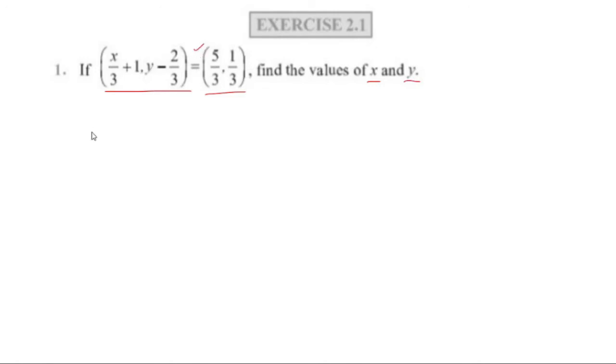We have studied that if in two ordered pairs the corresponding elements are equal, then only the two ordered pairs are equal. So the first element of this pair and the first element of this pair are the same, and similarly the second elements are the same in these two ordered pairs. So we will equate the corresponding elements and find the value of x and y.